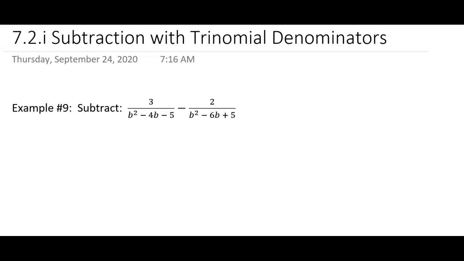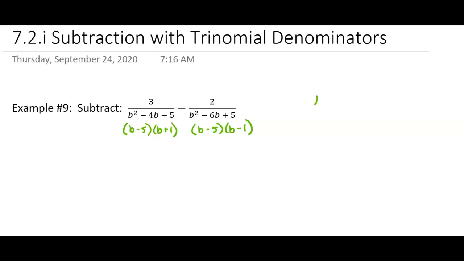So here's another subtraction problem. You really can't do too many of these, they're all different. So I'm going to look at the denominators and try to factor those. They're trinomials. So it looks like the first one's going to factor into b minus 5 and b plus 1. And the other denominator is going to factor into b minus 5, b minus 1. So, yep, that looks right to me.